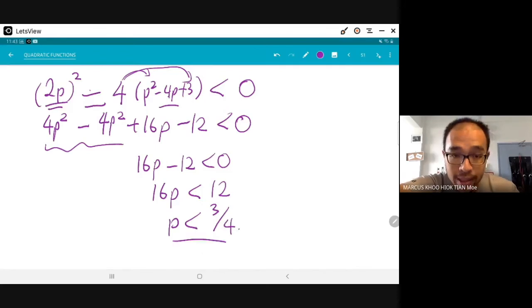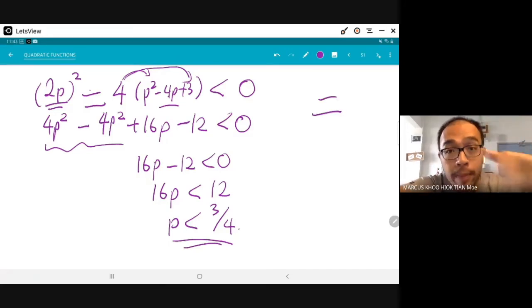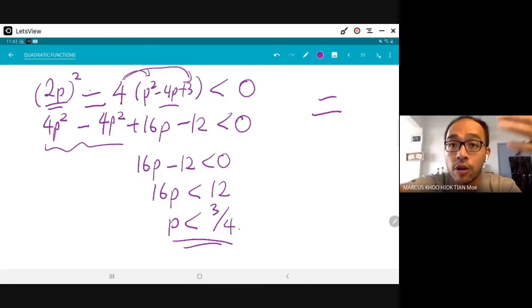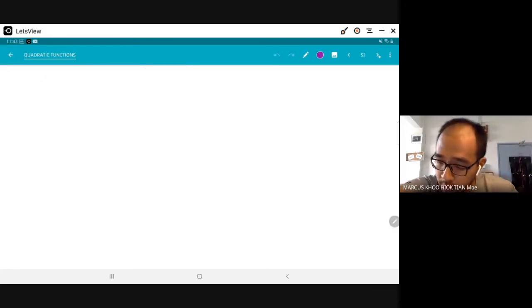So again, range of values. Range of values just means that your answer is no longer equals, but it is less than or more than. All these are range of values. But the step is pretty much the same. You still use this one. Okay, let's do another one. I want to do question number 4. I think, yeah.